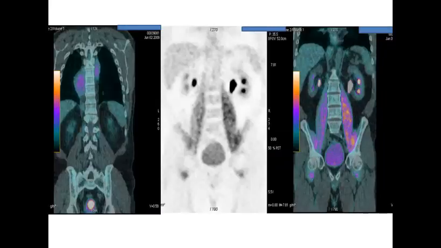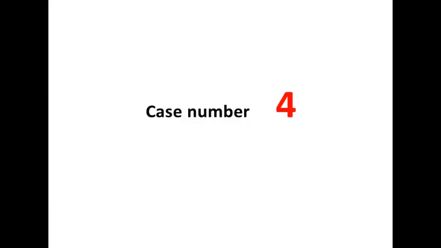and this is the muscular activity in the neck. This is just the normal looking psoas muscles with the normal variant activity. So that case was extramedullary hematopoiesis with mild FDG activity in a leukemia patient. Next case.